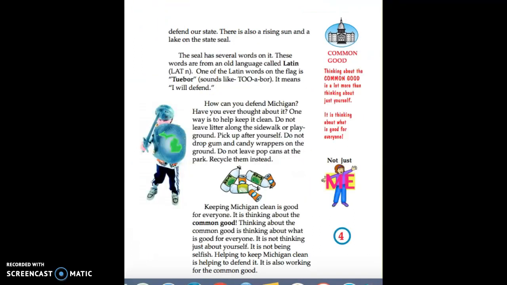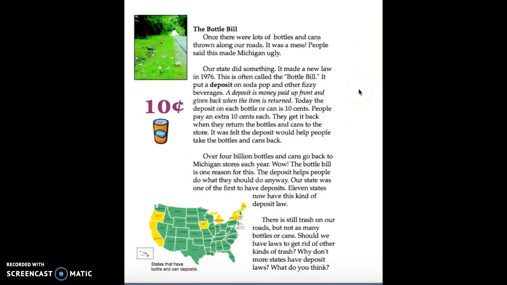On this page, you'll again see those bold words and italic words, and you'll see the pictures that go along with the words, but they also have a little bit more explanation about what they're talking about here. So they're talking about the common good here, and then it gives you a little more explanation about it. It even gives you an example that it's thinking about what is good for everyone. So make sure you're looking at those and reading through those to help you understand some of the tricky parts right here.